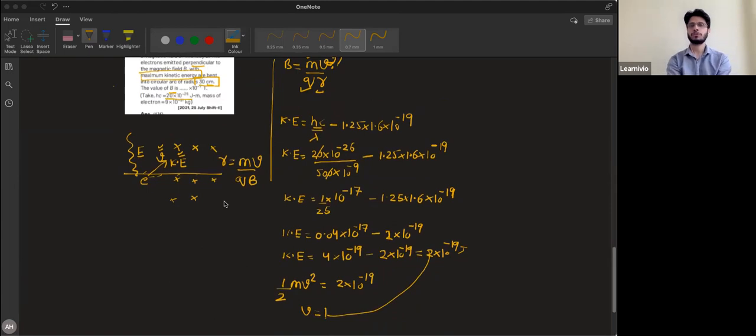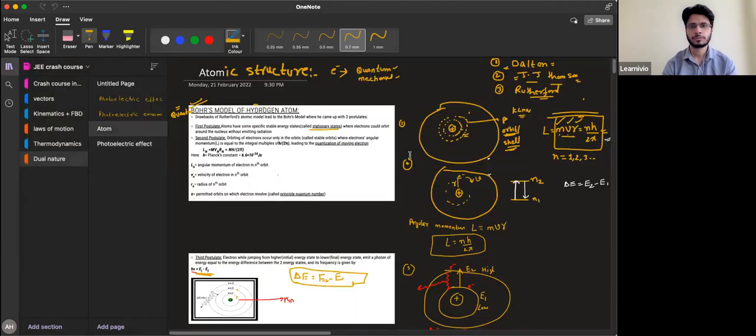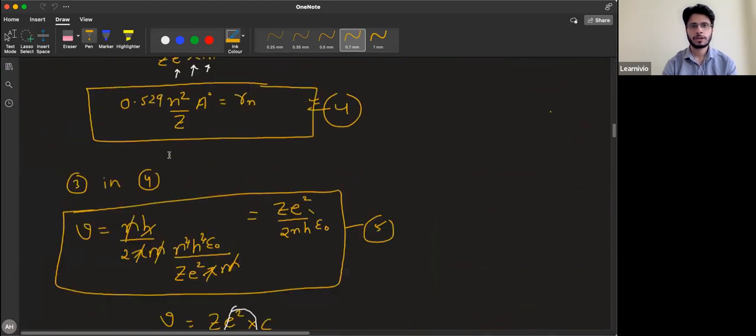So that was about photoelectric emission. After photoelectric emission, we'll start atomic structure.